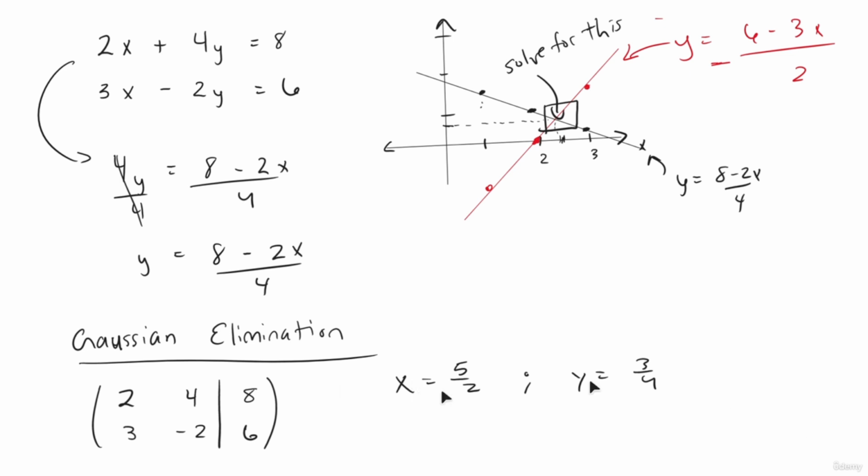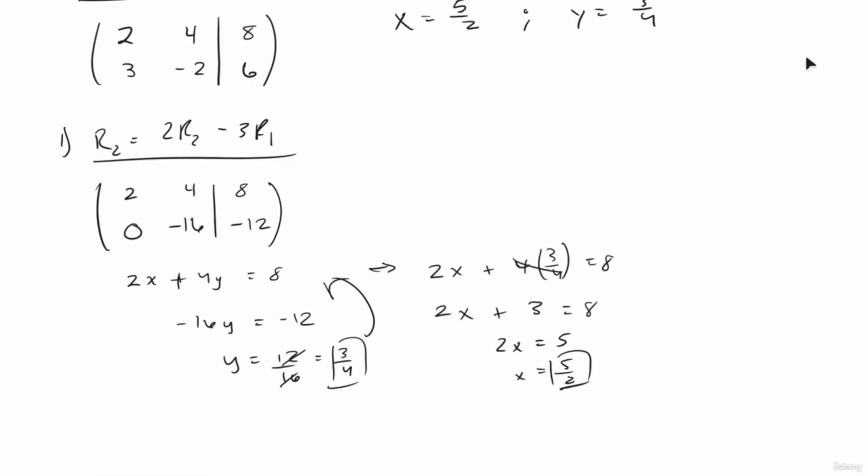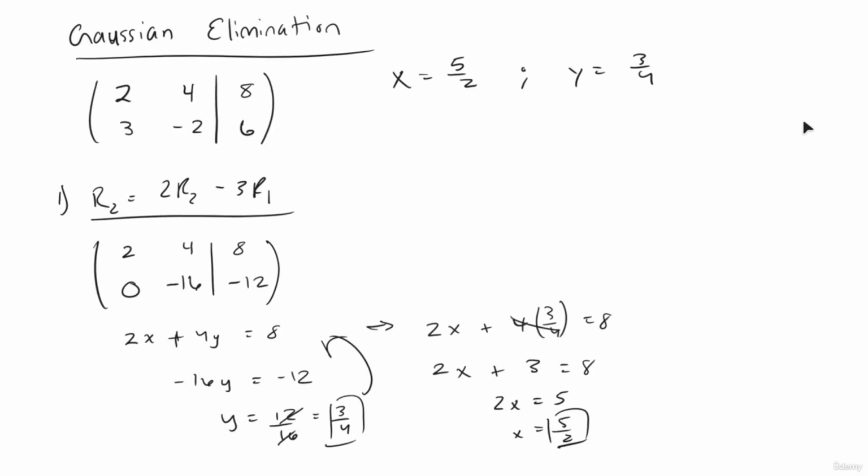And just to prove our work, I'm going to plug these x and y variables, these solutions, into 2x plus 4y is equal to 8. And both sides should equal 8. And so this is going to be 2 times 5 over 2 plus 4 times 3 over 4, which should give me 8. Well, the 2's cancel out here, so we're left with 5. The 4 cancels out here, and so we're left with 3. And as you can see, both sides do equal 8.